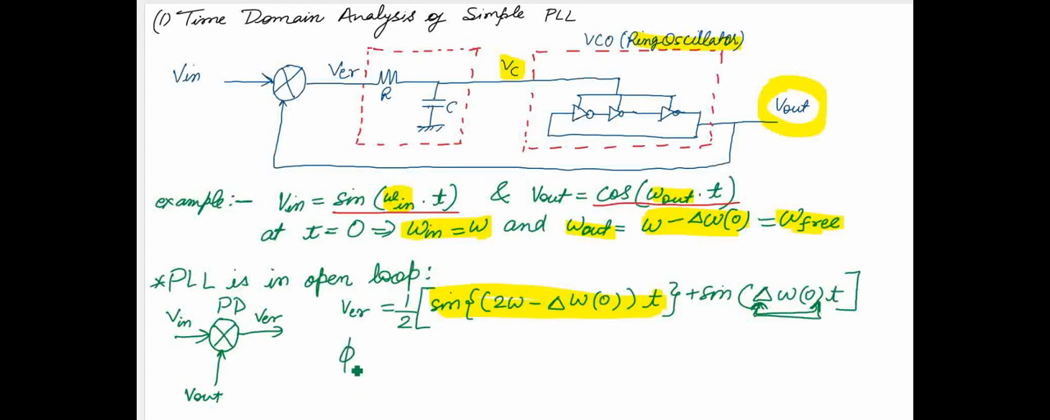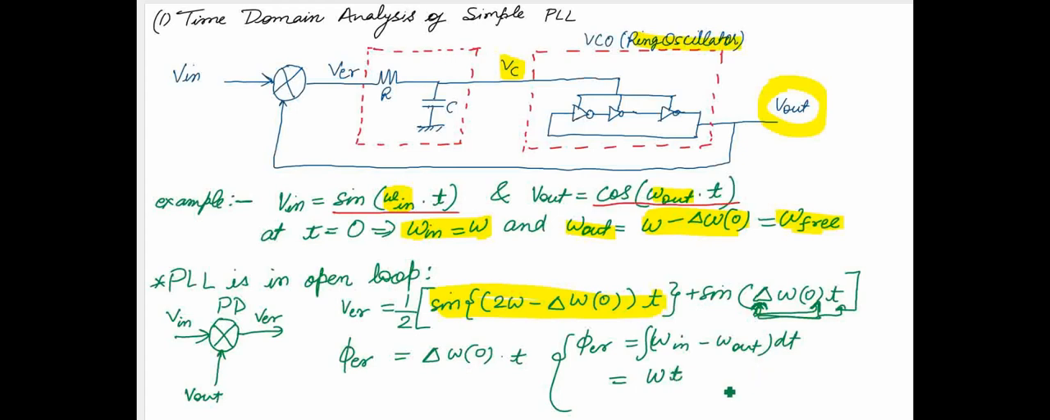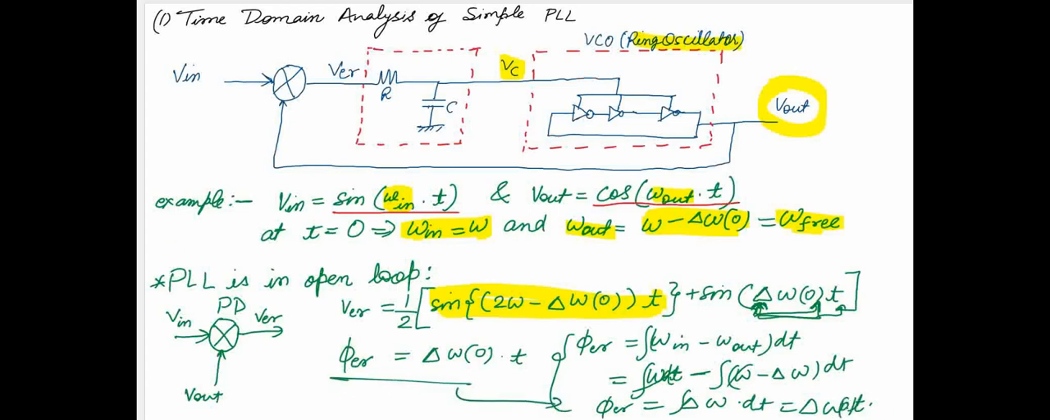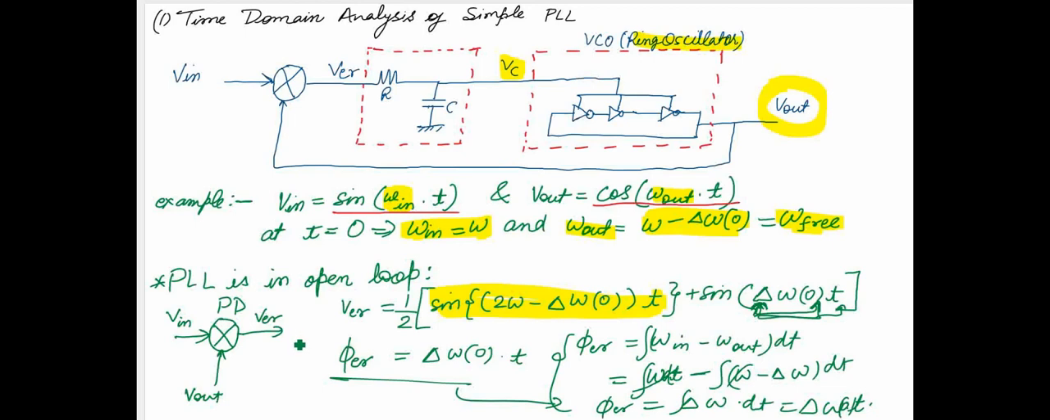Now see, what is your phi error? Phi error is del omega 0 t. Or if you want to calculate it, we can say phi error equals the integration of omega in minus omega out dt. Omega in is omega, and omega out is omega minus del omega 0, so this cancels and you get del omega 0 dt. After integration, this becomes del omega 0 t. So it's similar. That's all which we got from the PD in open loop.